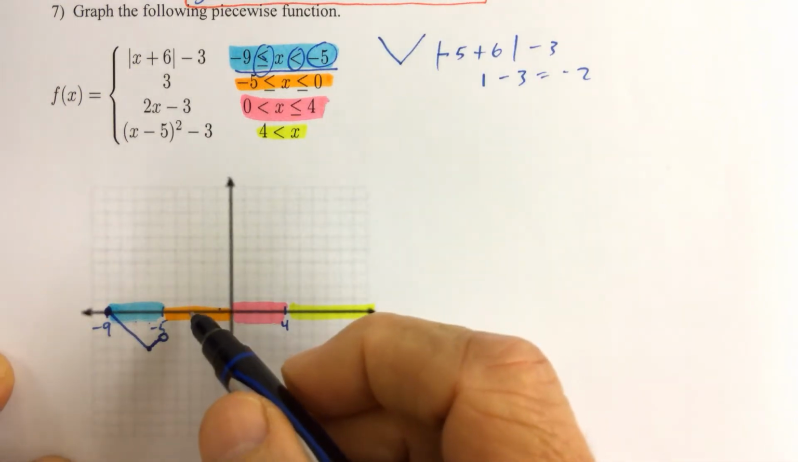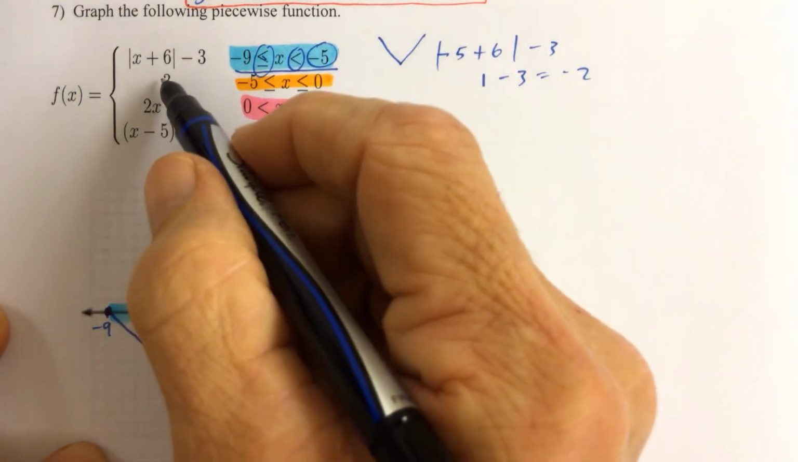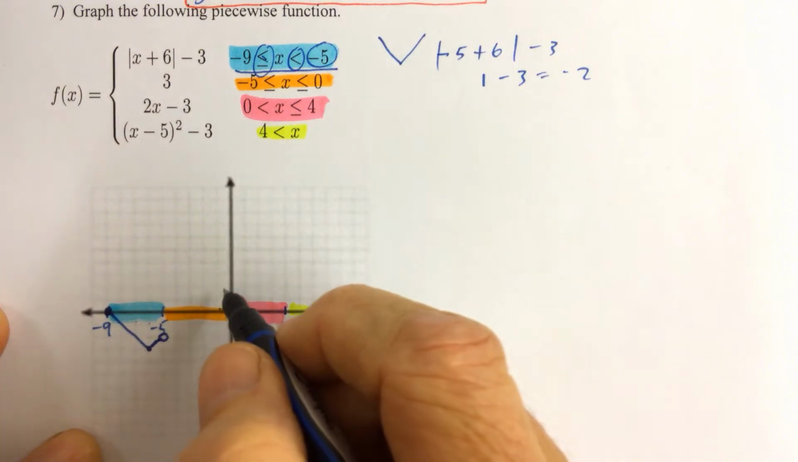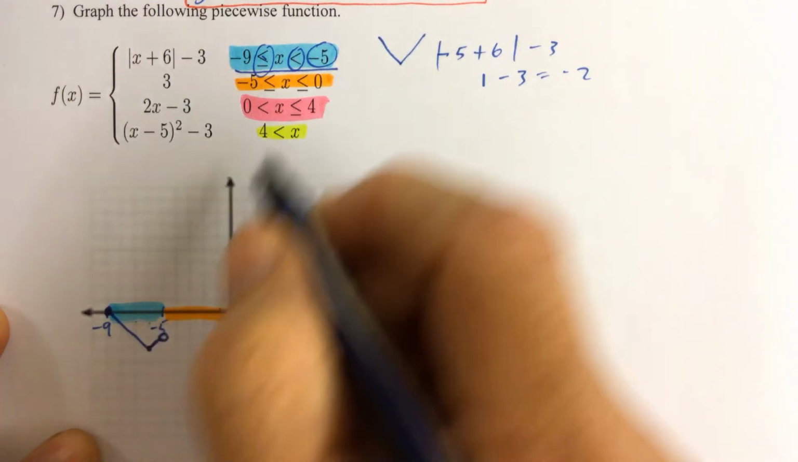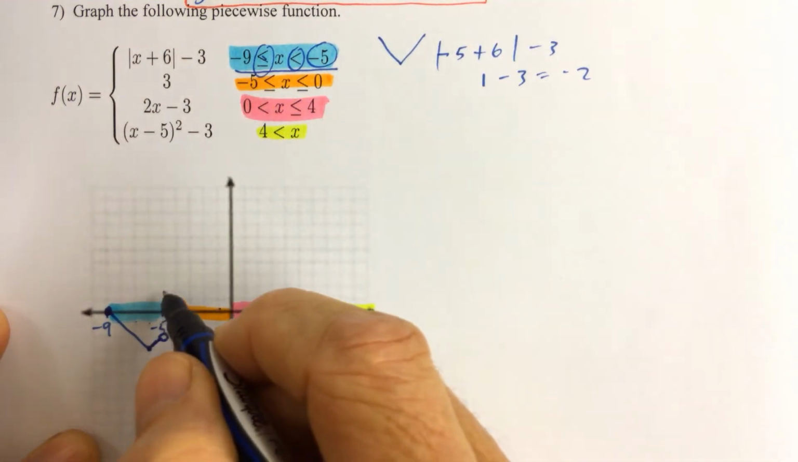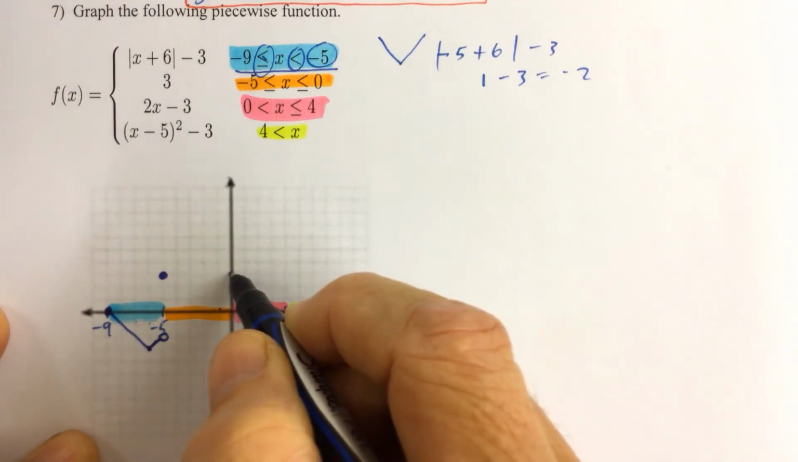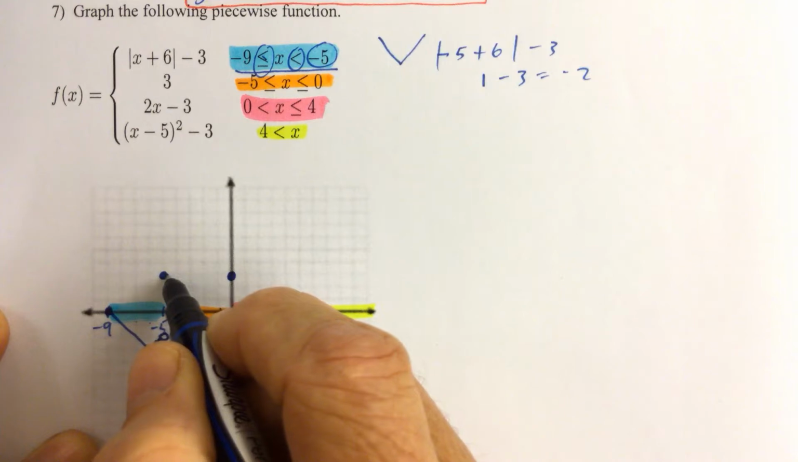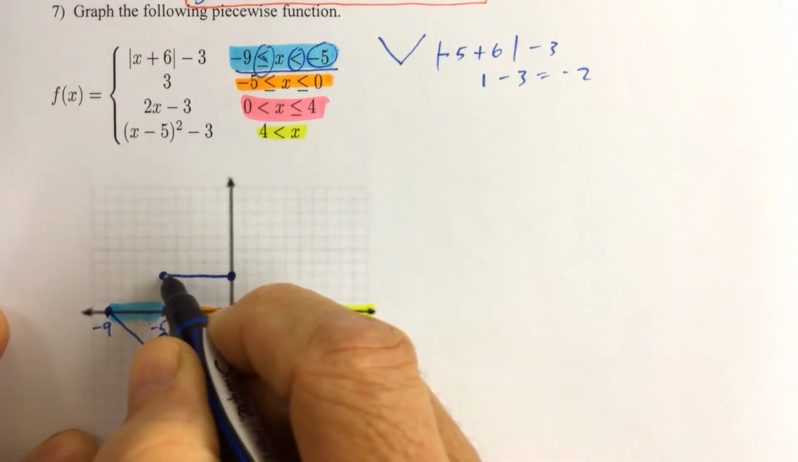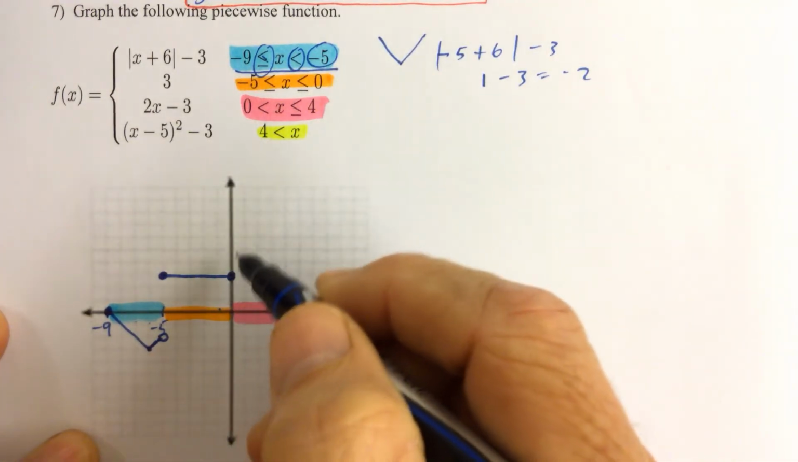And then for the orange region, we have the y values are 3. So 1, 2, 3 in the orange. And it includes both the endpoints. So 1, 2, 3 there, 1, 2, 3 there, and everything in between. Connect the dots. That takes care of the orange region.